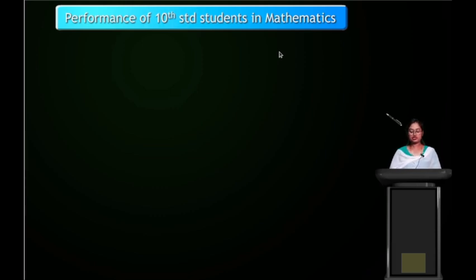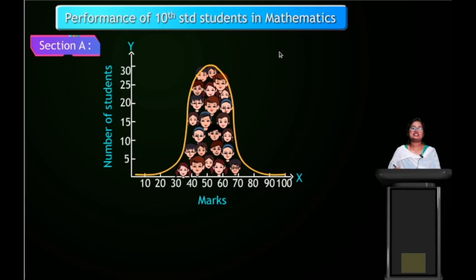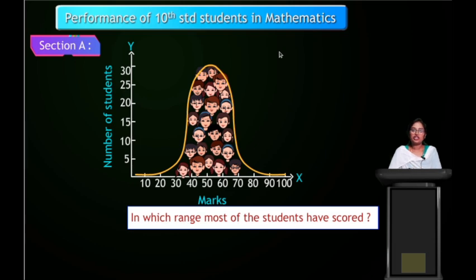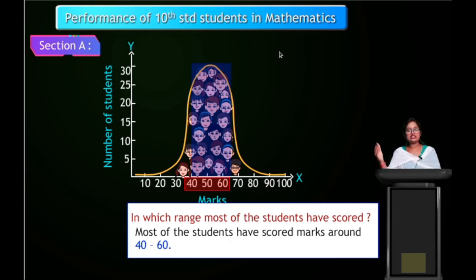So, children, let us see the performance of 10th standard students in the mathematics test. For this, let us consider the section A students. Here you can see most of the students scored more marks in the interval 40 to 60. In which interval have most of the students scored here? By analyzing this graph, we can easily tell it is between 40 and 60.